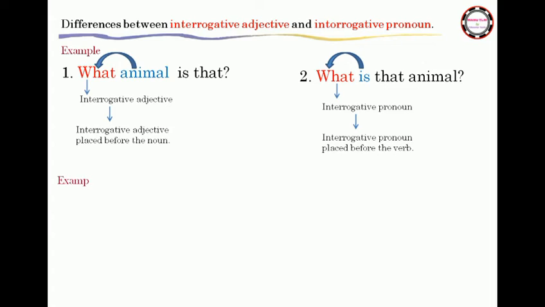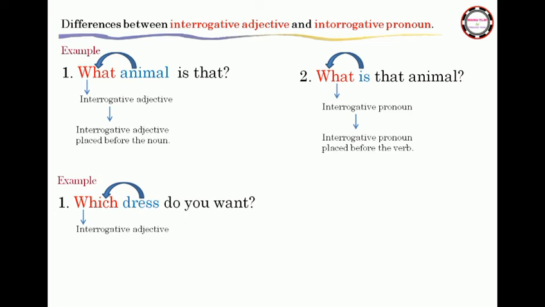Observe one more example carefully. Which dress do you want? The question word is before the noun. So it is an interrogative adjective. Next sentence: which is your dress? The question word is before the verb. So it is an interrogative pronoun.